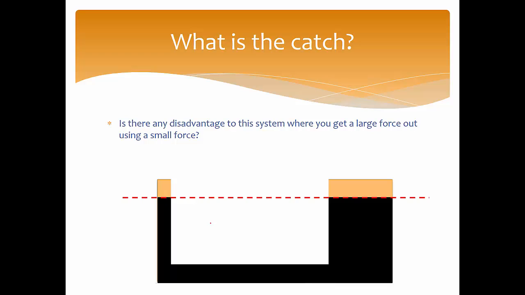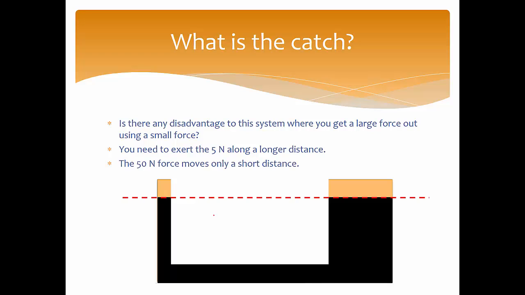Is there any disadvantage to this system where you get a large force out of a small force? Yes, there is. You need to exert that 5 Newton over a longer distance, and the 50 Newton force only moves by a short distance. So if you press this down, this only moves up by a small distance. You have to move this large distance in order for you to move this small distance. And I hope that you notice that these two movements are the same actually.